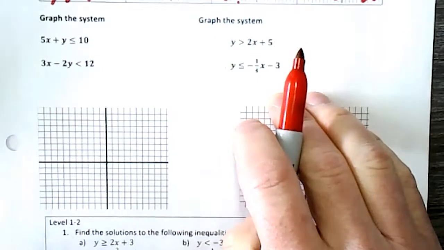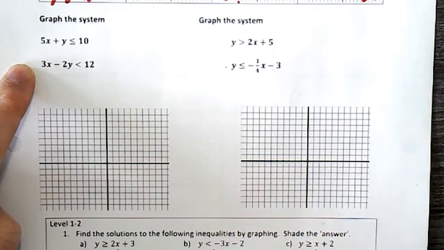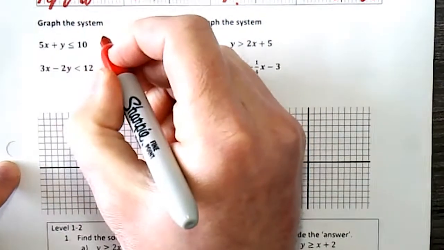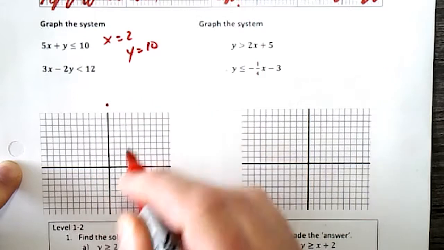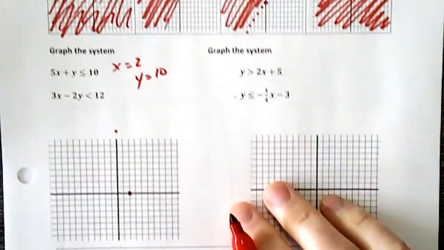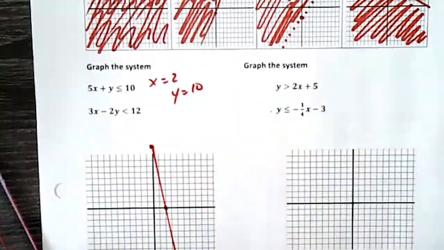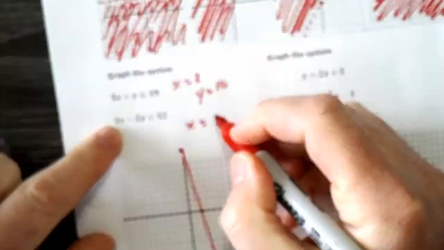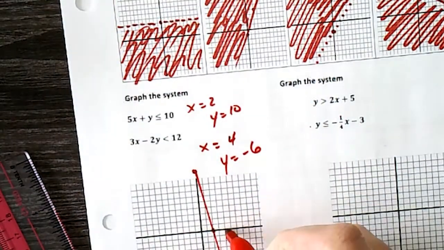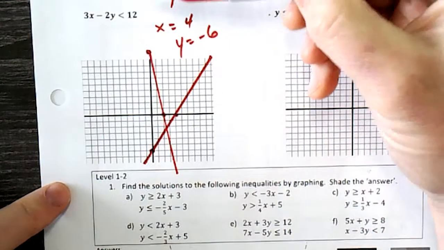Now, all of these just had one line in them. These ones have 2. And so what we're going to do is look for a section that has both working. Now this one is the trickiest one.